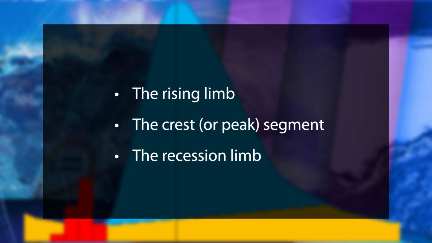There are three structural components of a hydrograph. Let us discuss these one by one. A standard flood hydrograph is made up of three principal sections: the rising limb, the crest segment, and the recession limb. Each section reflects a different stage of runoff response within the drainage basin.